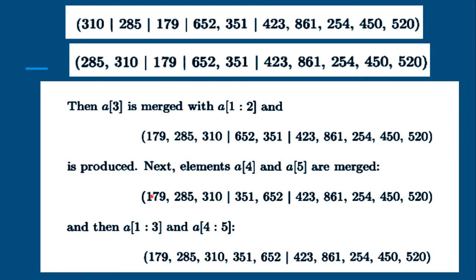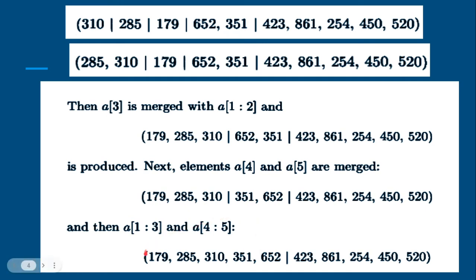So 179 is compared with the elements of the next array. Among these two, 179 is smaller, so it gets the first place. Then 289 is checked with the elements of these two, and again it gets its own place, 285. And then 310 is lesser than 351 and also 652, so it is put in the same position. And then 351 compared to 652 is in order, so it is copied as it is.